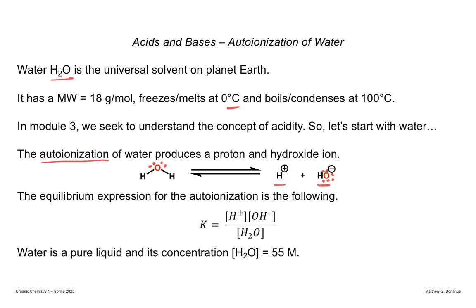So from general chemistry, we learned about equilibrium expressions that have this capital K. And so we're taking the concentrations of the product species, so proton times hydroxide, and then dividing that by the concentration of water. So the products over the reactants. Pure liquid water has this concentration of 55 M.